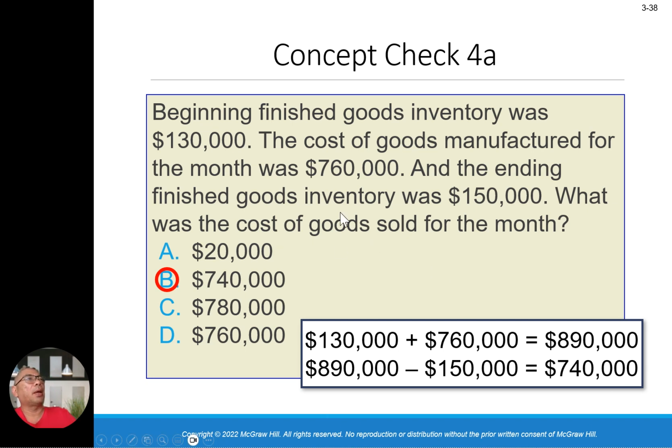Okay, step by step. 130 is from the beginning, cost of goods manufactured 760. This is what is available, and then the finished goods inventory ending is 150. 890 minus 150, you got 740,000.